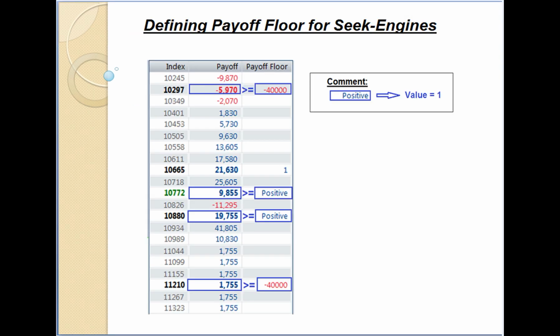Let me explain a bit about the payoff floor definition. This field is a money value minimum or floor amount that can either be positive or negative. The positive string means a minimum amount of 1. If the payoff floor is defined, the engines will seek for a payoff result that is either greater or equal to the payoff floor. If no payoff floor was defined, payoff may result with any value.